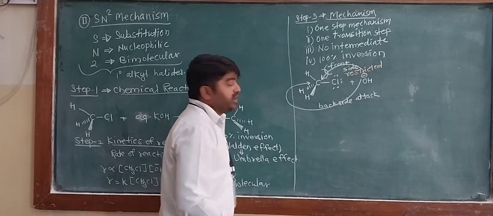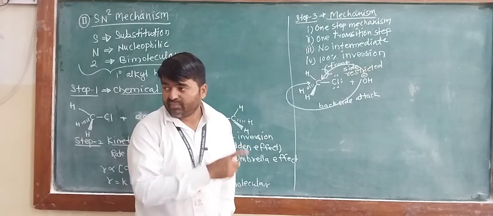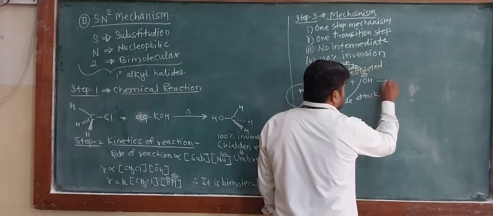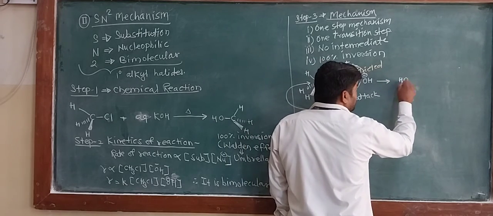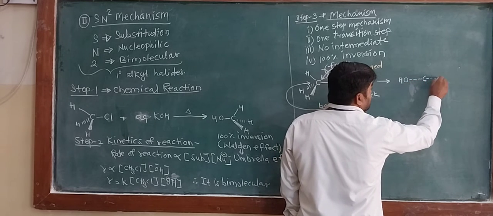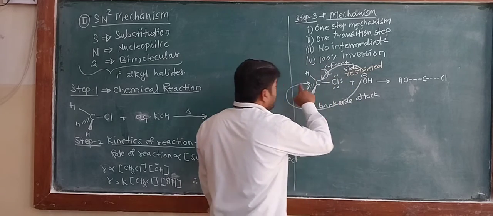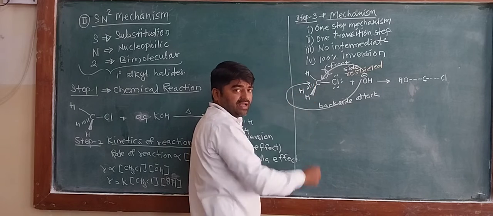Therefore, the OH minus ion strictly attacks from the back side of the leaving group, and you get the transition state. So a 5-member transition state is formed. Say OH, then here you have carbon, then here is the leaving group chlorine. Now these are exactly in the linear position. Here you have a leaving group and this is the attacking group. OH is the attacking group.